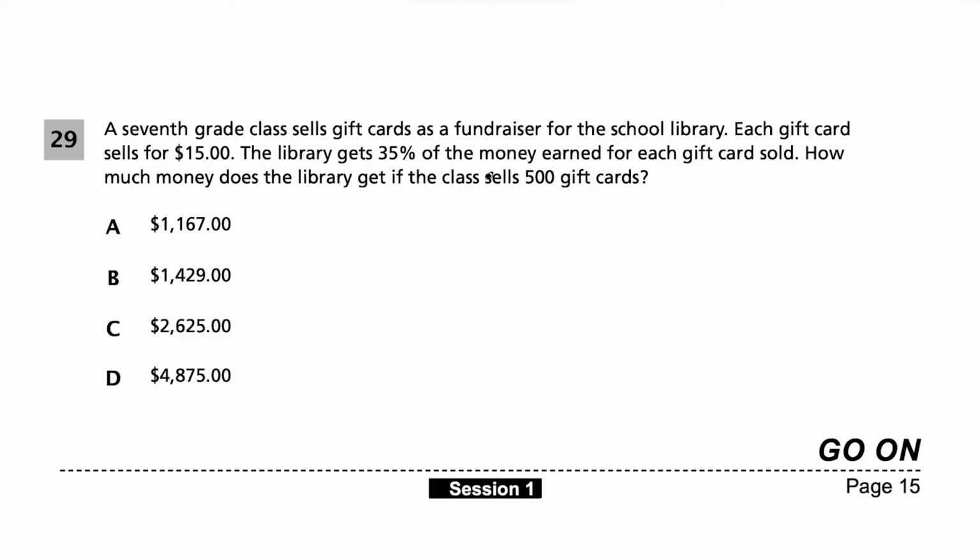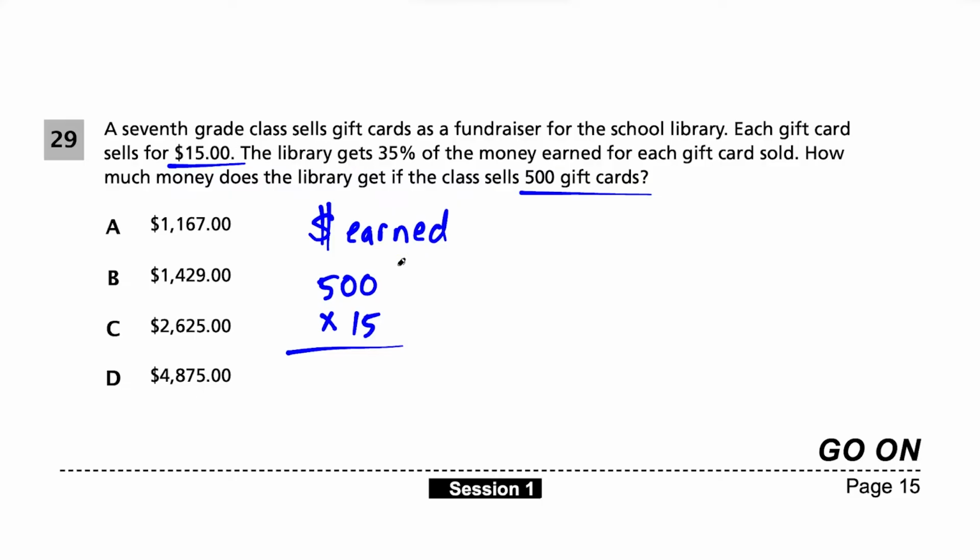So for this one here, what we should do first is find out how much money is earned in total. So the money earned, we're going to take the total number of gift cards sold, and we're going to multiply it by the cost of each one. So we're going to do 500 times 15. So we're going to have the 500 gift cards. We're going to multiply by 15 because each one is going to sell for $15. And now here I could use a calculator, or I could just do 15 times 5 is 75, and there's going to be 2 extra zeros trailing at the bottom like this. Okay, so the money earned is going to be $7,500.